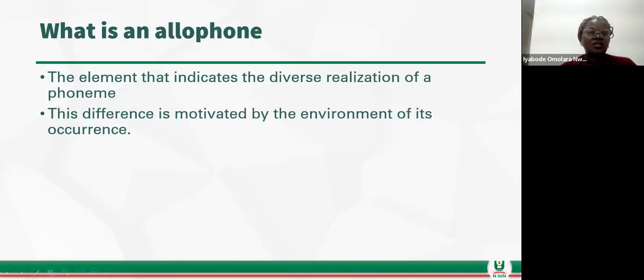So let's talk about the allophone. It is an element that indicates the realization of a phoneme. You may have a phoneme, but a particular phoneme can have different ways that it is being realized. And this realization is usually determined by its environment, the environment in which it is occurring.